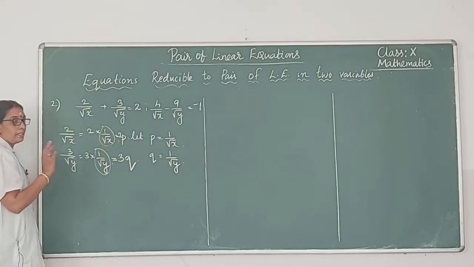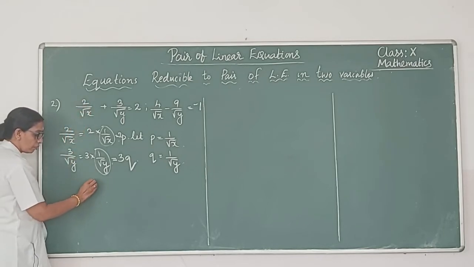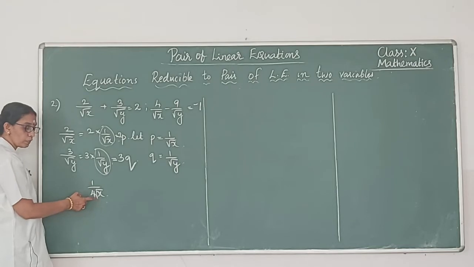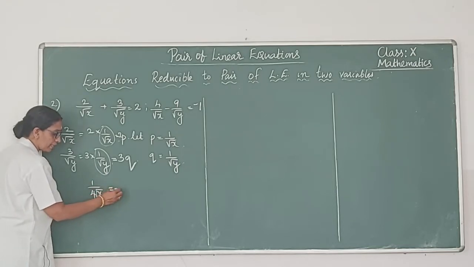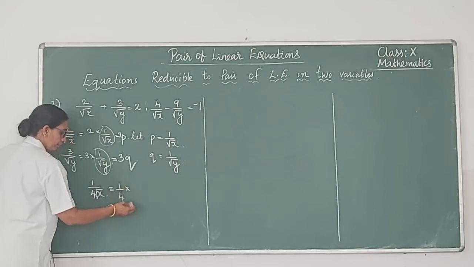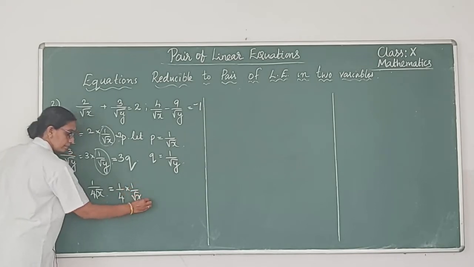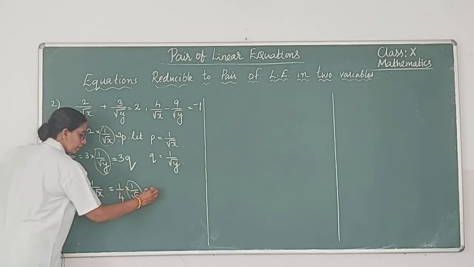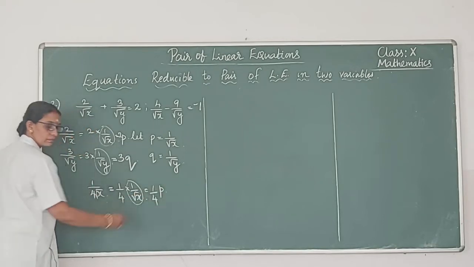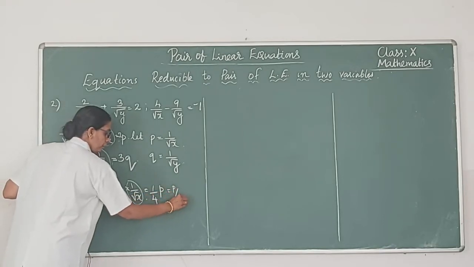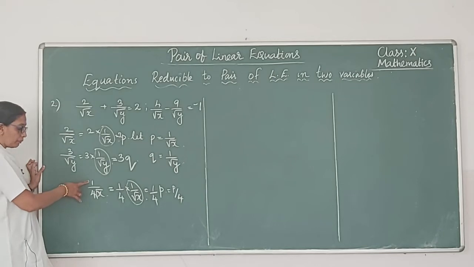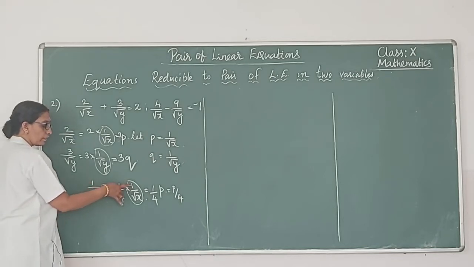Suppose if you have the term as 1 by 4 root x. What it means, 1 by 4 root x? 1 by 4 root x means 1 by 4 into 1 by root x. So we are giving substitution for only this much. So it will become 1 by 4 p. Okay. So it can be written as p by 4. So this also you have to remember while doing some problems. 1 by 4 root x means 1 by 4 into 1 by root x.